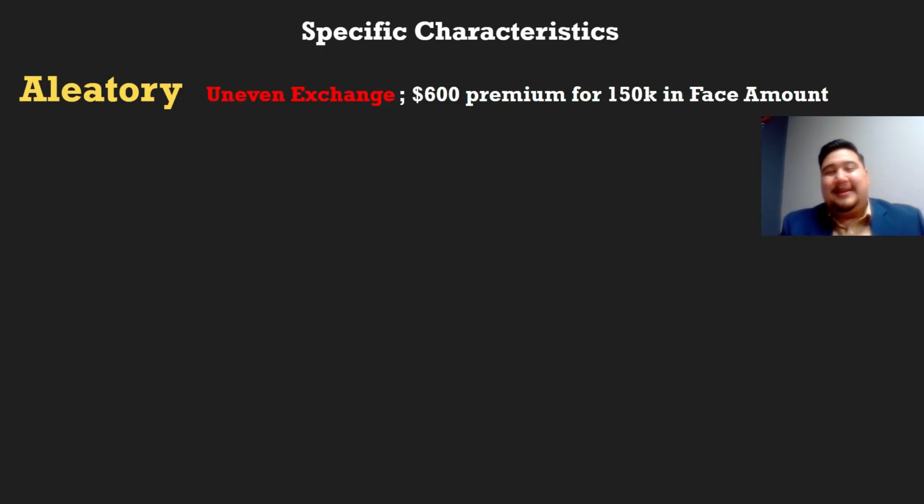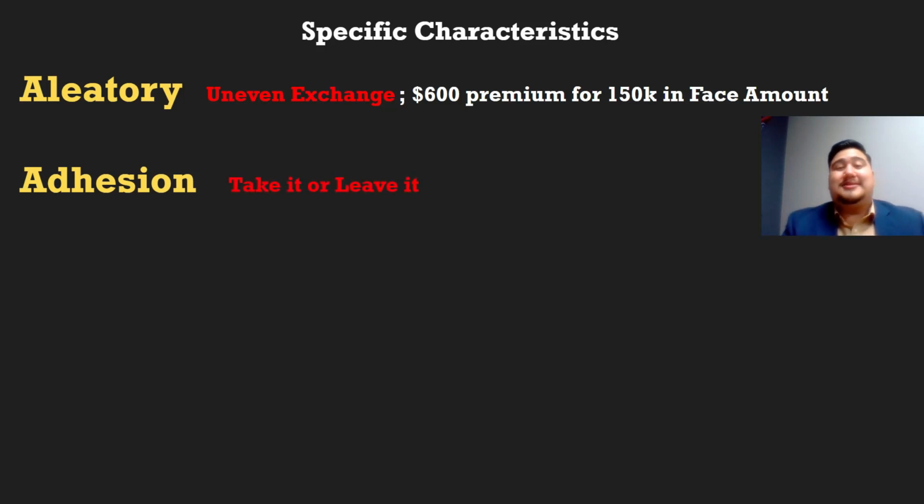Okay? Next one, adhesion. Also very popular when it comes up on your exam. An adhesion contract is known as take it or leave it. There is no counter offer. Either you take it or you leave it. Another common phrase that's used with this when you see it on your test is the word ambiguity. Ambiguity is just a fancy way of saying the customer is always right.